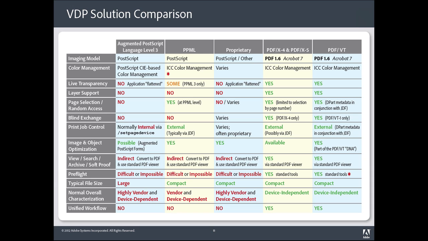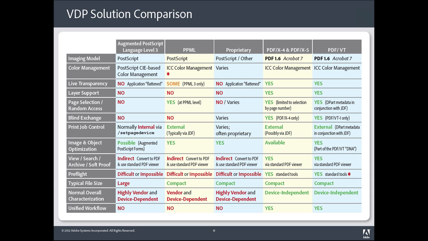PPML is a good attempt to try doing something about this. It's XML based with an ability to place all sorts of other formats, but ultimately, because there's EPS support, it comes down to a PostScript-like type of thing. The latest version of PPML has some transparency, but not all of it, which means you can only limit to certain parts of the imaging model and flatten everything else, which means it's already ruined. Some color management, no layer support, no blind exchange because of the difficulty that there is in terms of compatibility.